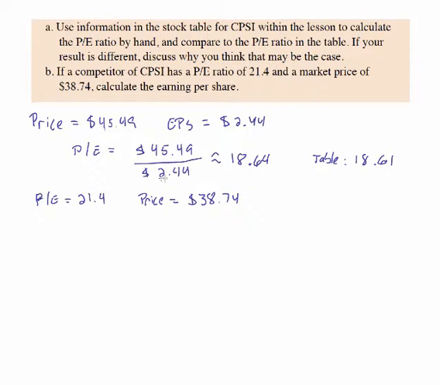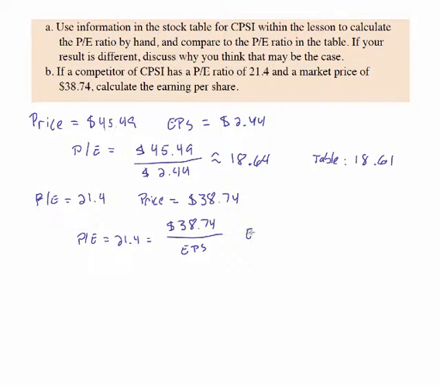Well, based on the computation that we did up here, we know that the PE ratio for this particular company, which is 21.4, is the ratio of the price, which is $38.74, to the earnings per share. Well, the earnings per share is what we're asked to find, so our job is to solve this equation for EPS, which we'll do in 2 stages.